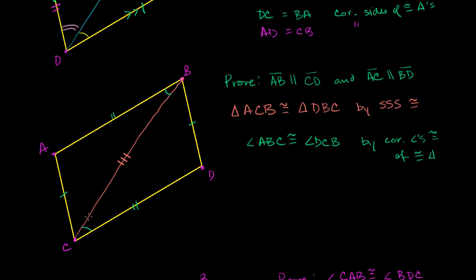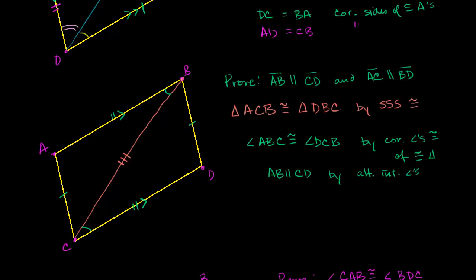Well, this is interesting because here you have a line intersecting AB and CD, and we clearly see that these alternate interior angles are congruent. And because we have these congruent alternate interior angles, we know that AB must be parallel to CD. So this must be parallel to that. So we know that AB is parallel to CD by alternate interior angles of a transversal intersecting parallel lines.